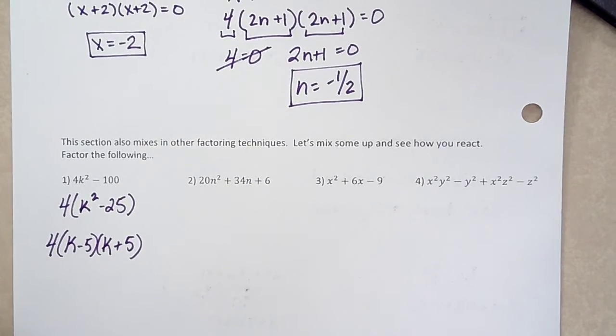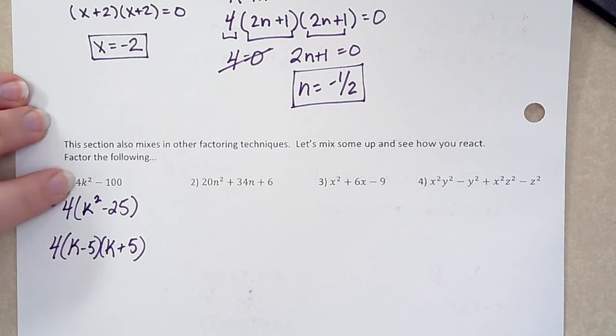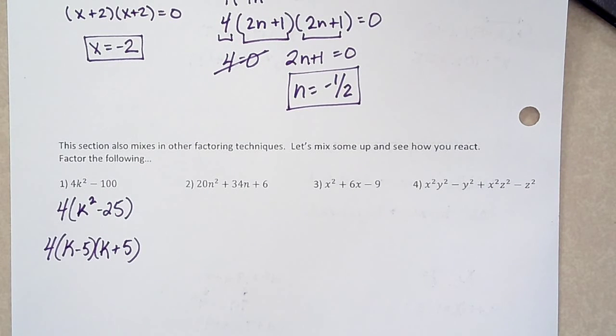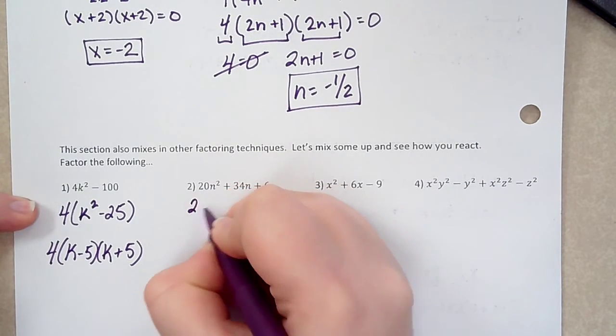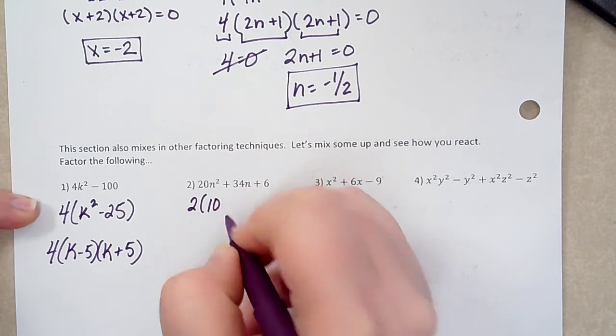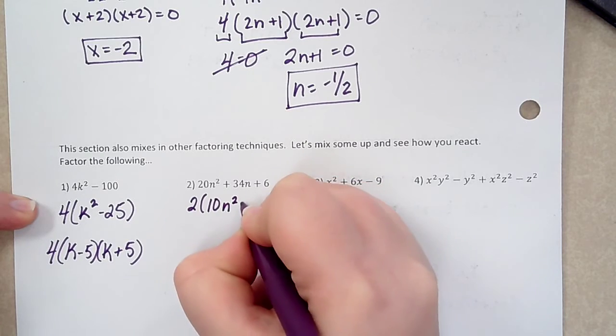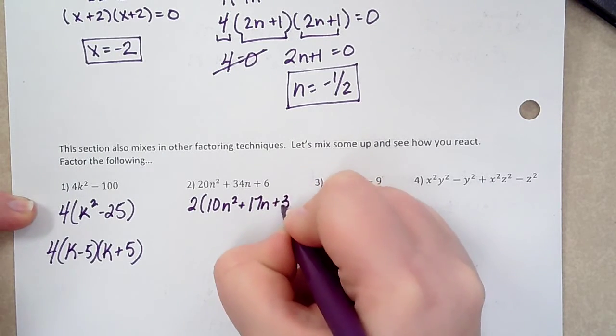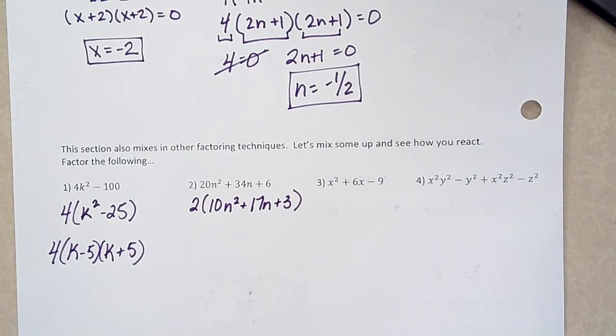The next one's a little less obvious because they don't just have the first number in common. I have to recognize what these are all divisible by. I'm pretty sure it's just a 2, so let's factor that out right away. I factor it out, I get 10n squared plus 17n plus 3. All right, that one's really tricky.